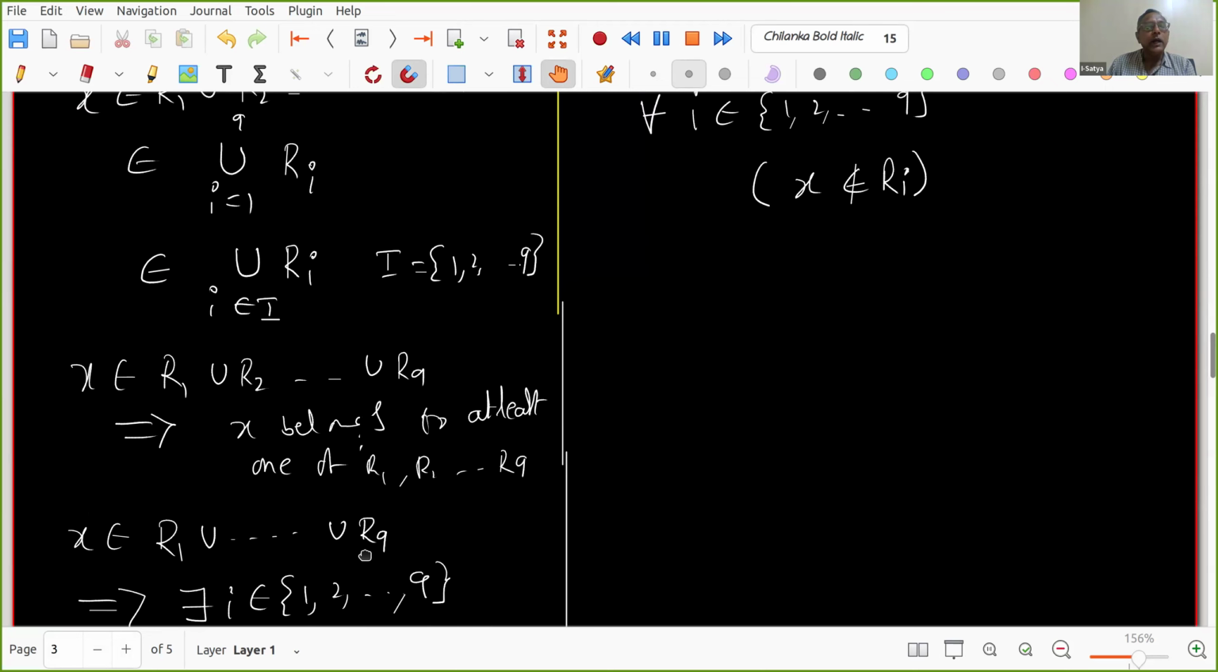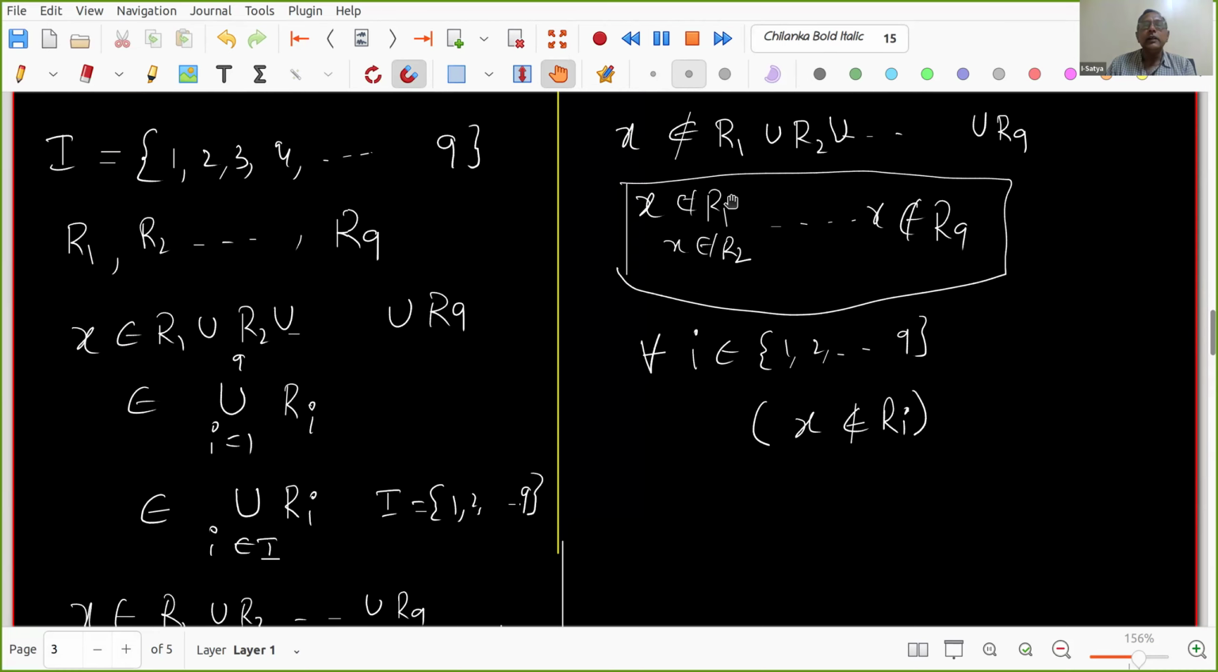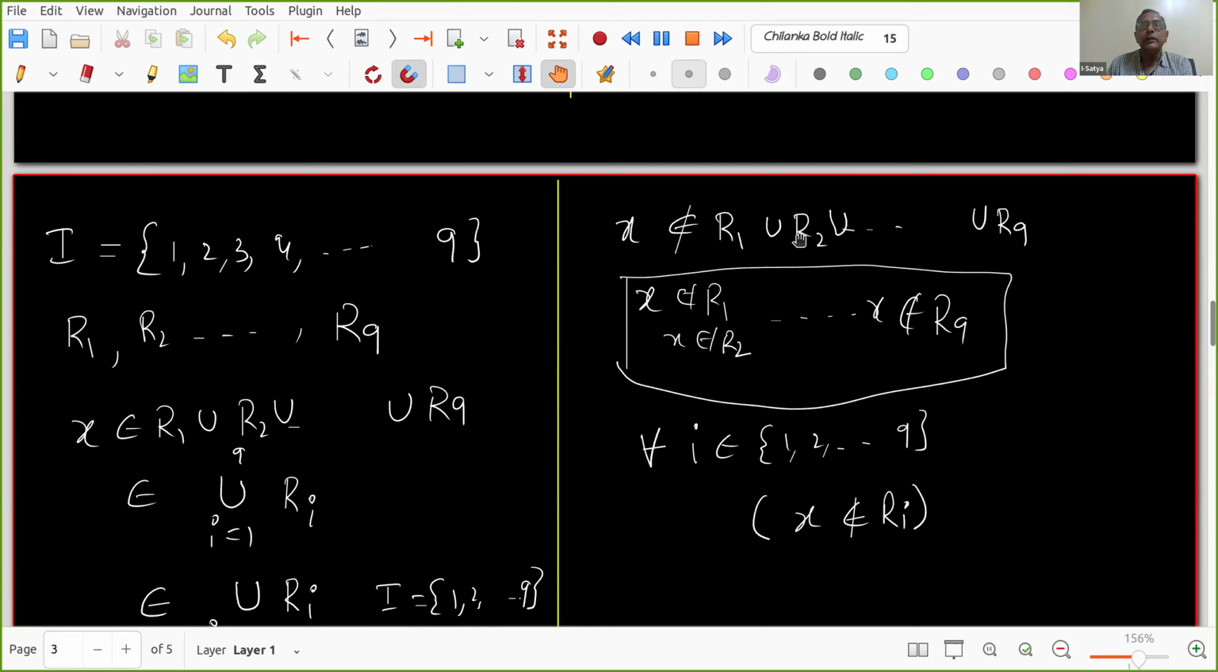X in the union means I can find a room where X belongs. If X is not in any of the rooms, it means whatever room you give me, X does not belong to that room. Given any room, X is not in that room. Okay, please discuss these simple examples.